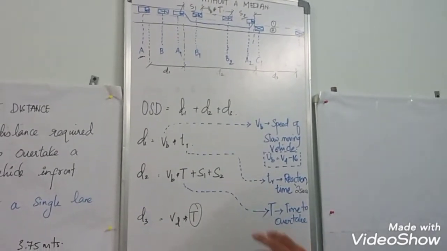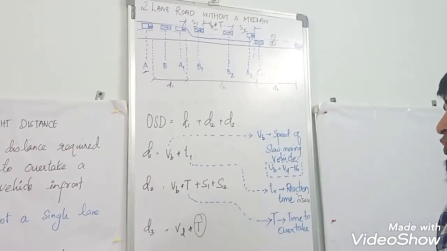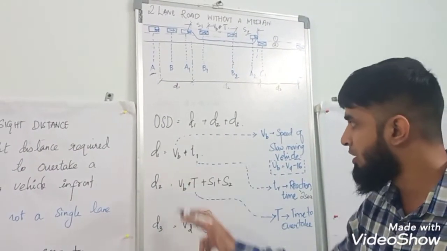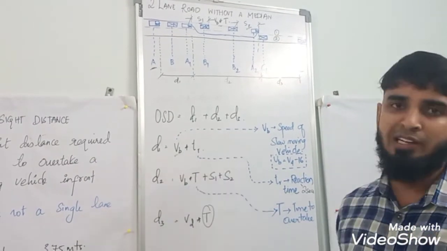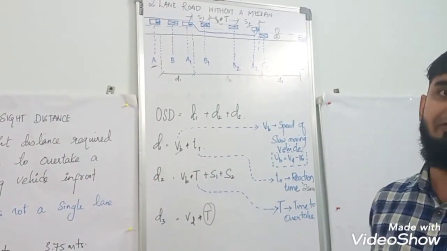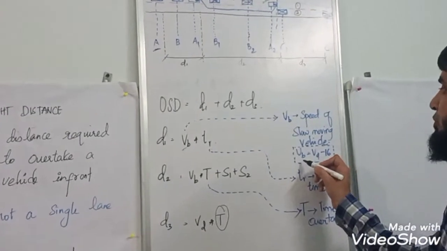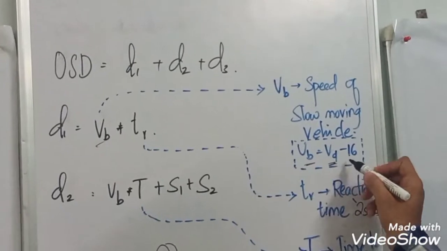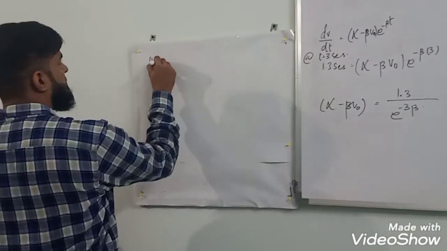Okay, now we know D1, D2, D3. Now what is the thing that we don't know here among the functions that we have out here? VB is quite clear if the value of VB has not been given. IRC says we should be taking VB equal to VD minus 60, provided VD is in km/h.